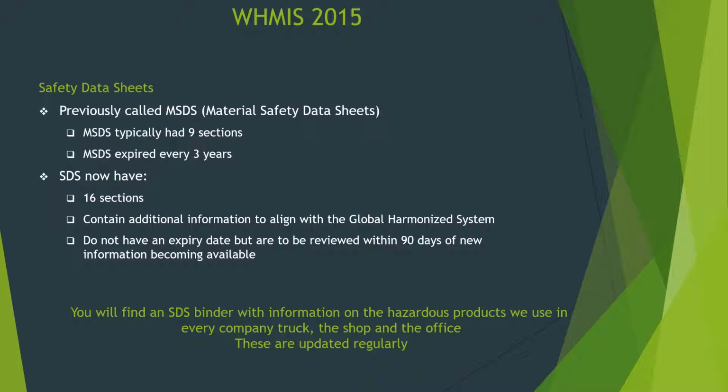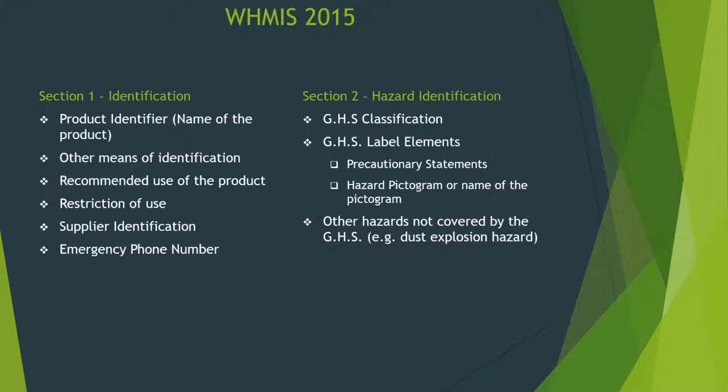While these do not have an expiry date, they are to be reviewed within 90 days of new information becoming available. You will find an SDS binder with information on the hazardous products we use in every company truck, the shop, and the office. These are updated regularly. We will now go through the 16 sections of an SDS and the information contained within them.